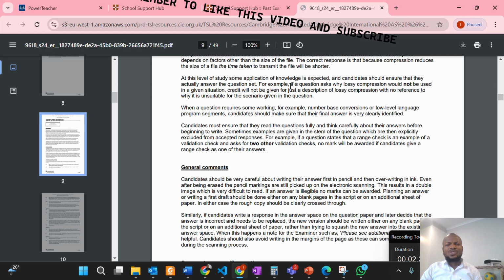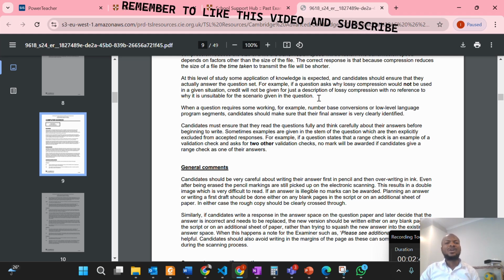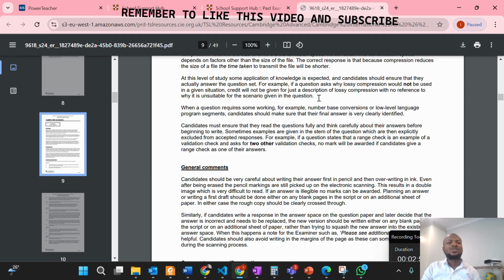For example, if a question asks why lossy compression would not be used in a given situation, credit will not be given for just a description of lossy compression with no reference to why it is unsuitable for the scenario in the question. Most students make this mistake. When you ask them to write an advantage, disadvantage, or application, you see them writing the definition of that term instead of applying it to the scenario given in the question. Most students make this mistake.